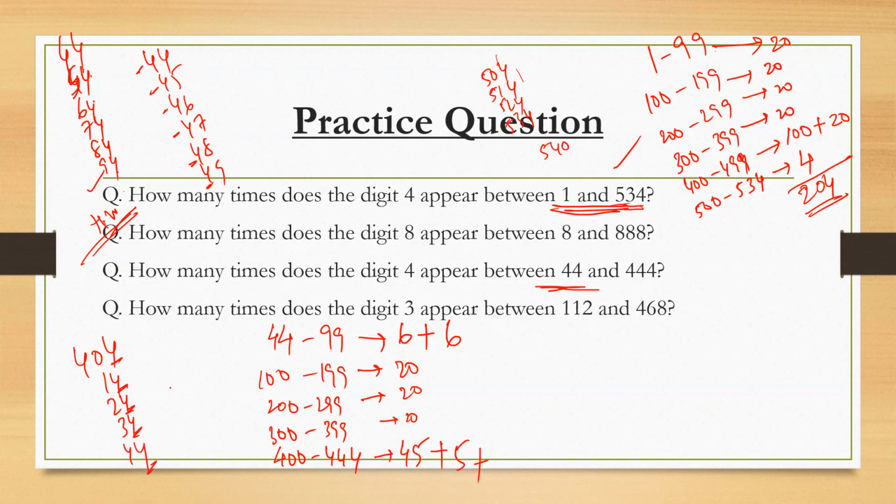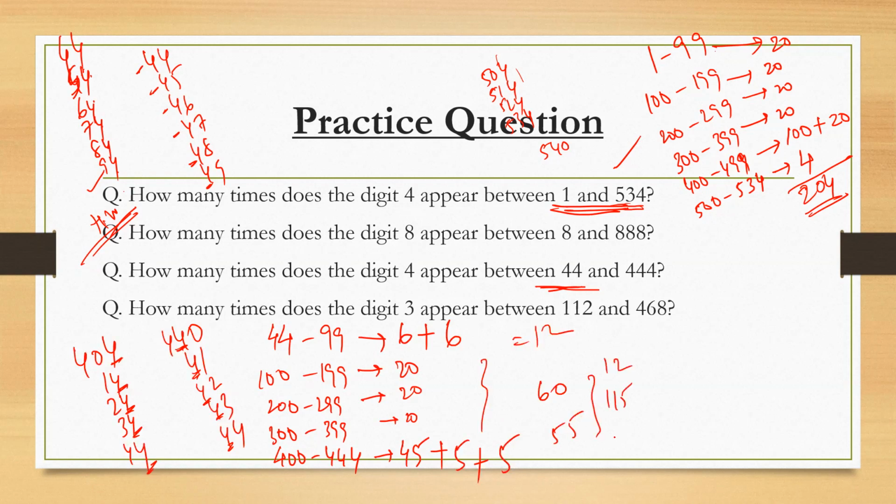Again, same thing. That is 440, 441, 42, 43, 44. That is 1, 2, 3, 4, 5. That's again 5. So how much is it? This is 45, this is 60, this is 50, 55. Or this is 115, this is 12. That is 120. So total of 127 times.